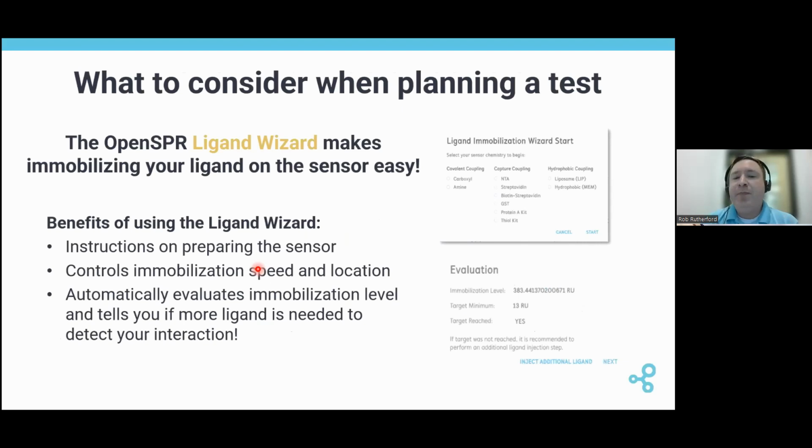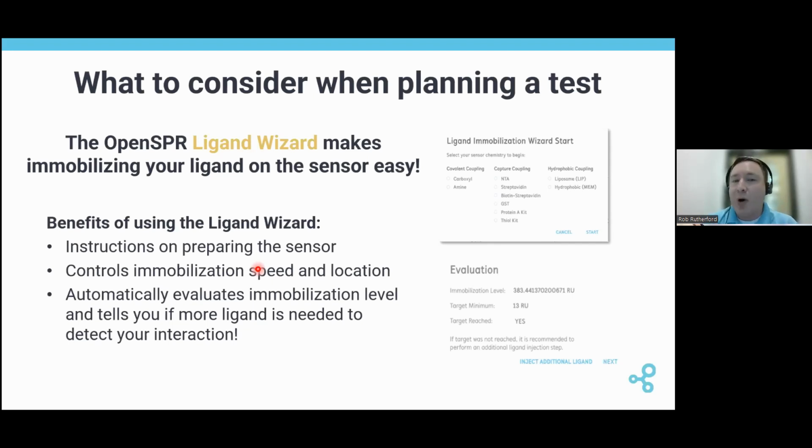The next thing that I'm going to try and really drive home, if there's only one thing you take from this, it hopefully will be this key fact. When you're running your test as a new user, I cannot stress using the ligand wizard enough. So the ligand wizard is just an option you choose in our OpenSPR software. And basically what it does is all the hard work for you.